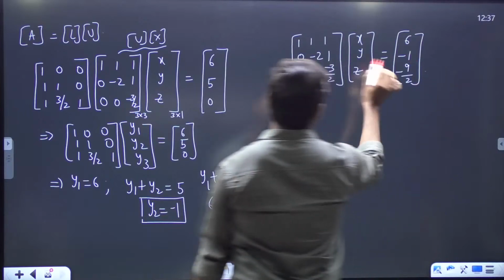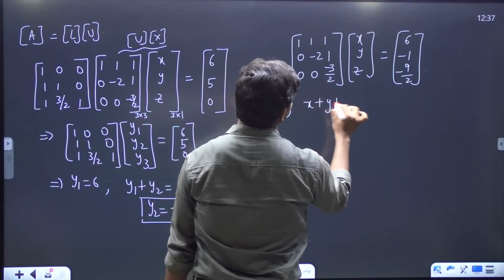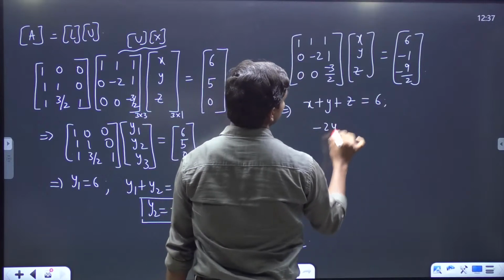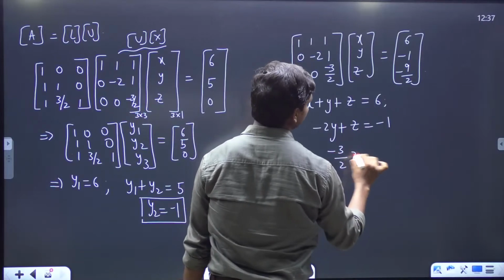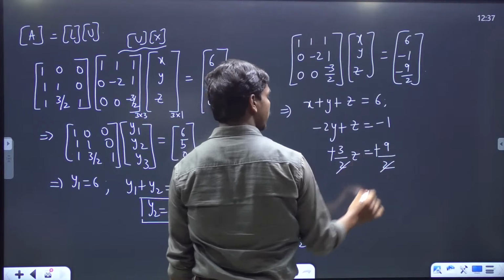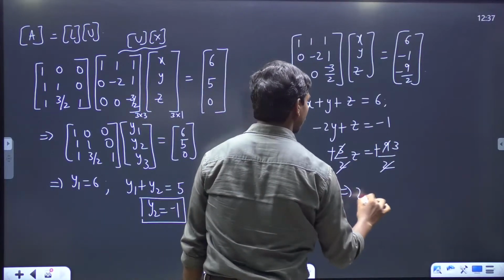So let us calculate the values. You write the equations: x plus y plus z is equal to 6, minus 2y plus z is equal to minus 1, and minus 3 by 2 z is equal to minus 9 by 2. So if you see, the 2 gets cancelled, the minus minus gets cancelled, and 3 cancels the 9 three times. So the z value is 3.